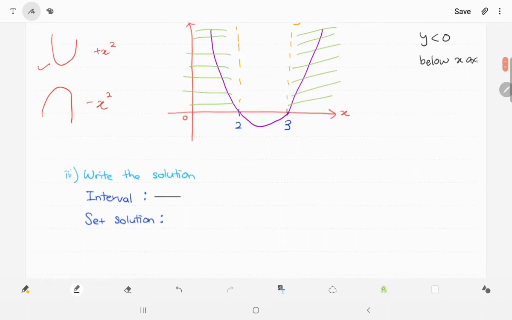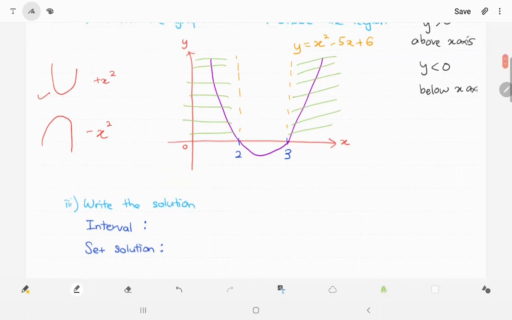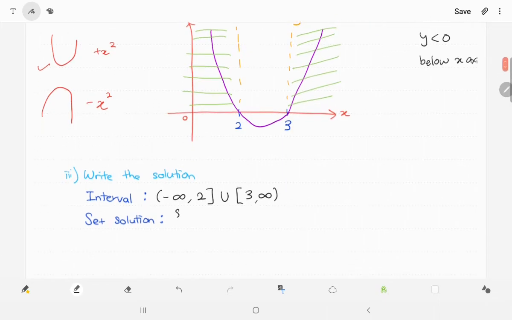So our interval, if you look here, interval means brackets, so you need to look at the shaded region. The shaded region goes from negative infinity, open bracket, negative infinity until 2, this is included, union with 3 until infinity. Or in set solution, we need to use curly brackets: x less than or equal to 2 or x greater than or equal to 3, close curly bracket. Use 'or' here because of the union.